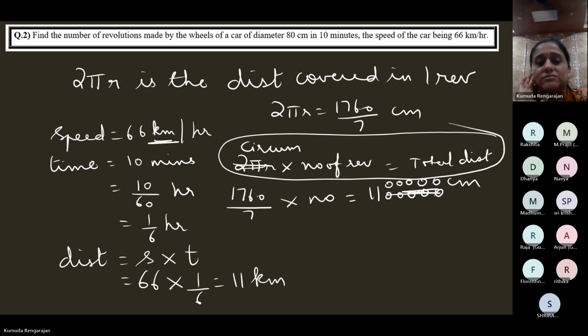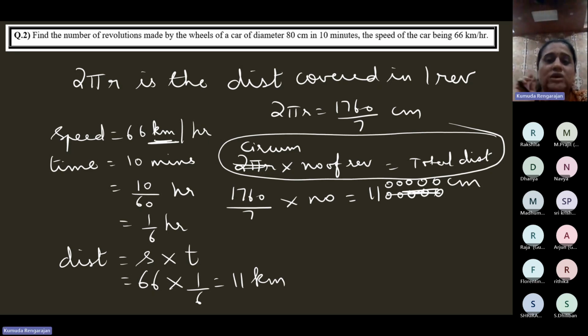That's all. So can you find the circumference? Yes, because we know the diameter. Number of revolutions we have to find. Total distance, can we find? Yes, because we know speed and time. That's all. You remember this formula.